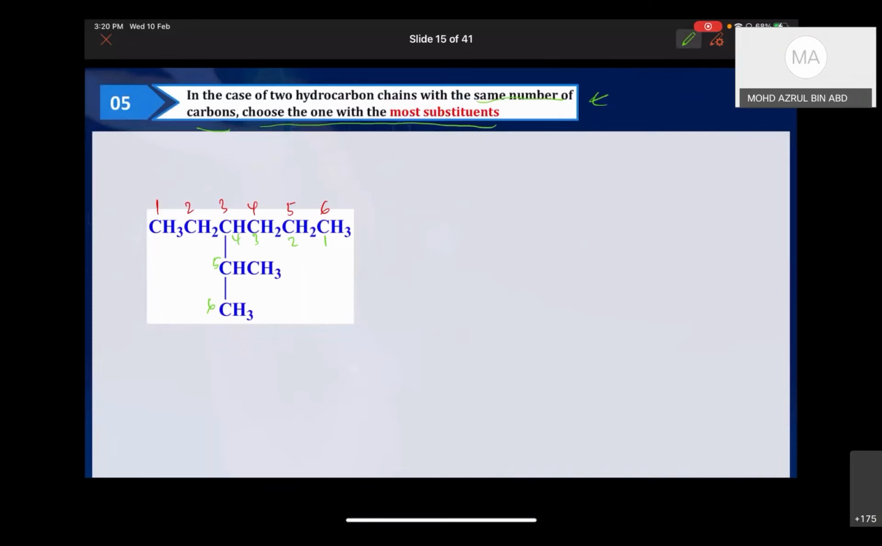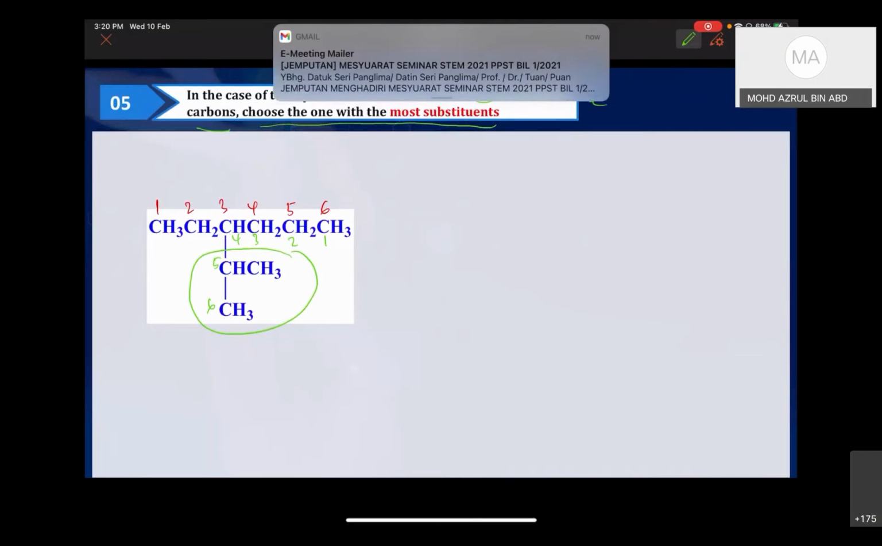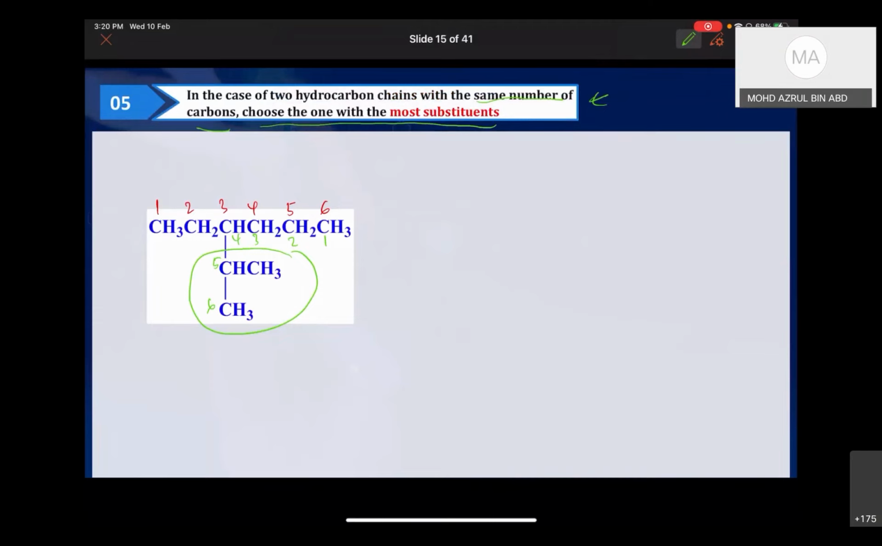So if we follow the red one, the number of substituent is only one substituent. However, if we follow the green one, the substituents attached to the green one are 1, 2. So which means we need to follow the green one, because it is attached with 2 substituents instead of 1 substituent. That's why this is dia punya, itu adalah dia punya what we call the parent chain.